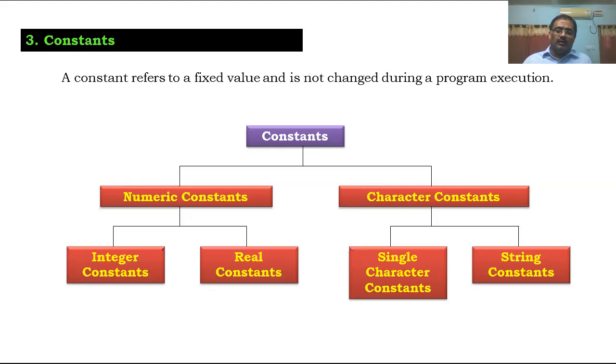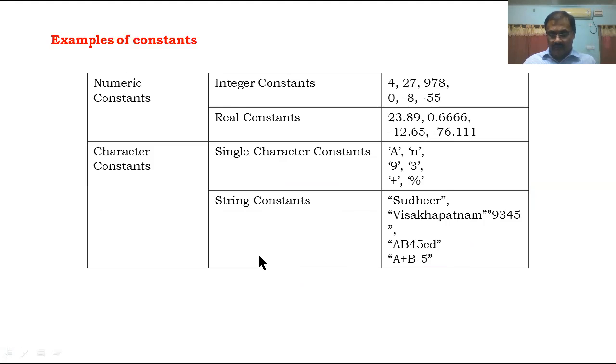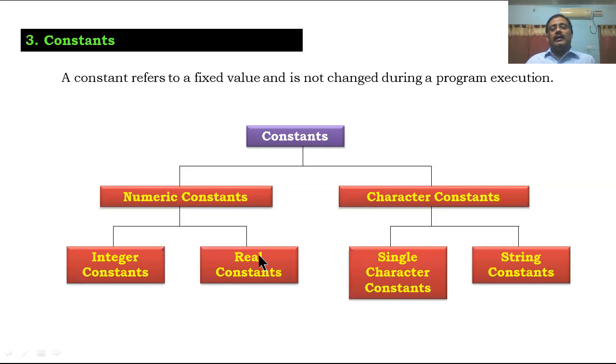And now, various categories broadly are there for constants. Numeric constants and character constants. Again, in the numeric constants, two types are there: integer constants and real constants. And character constants: single character constants and string constants. So these are the different categories of constants in the C programming language.